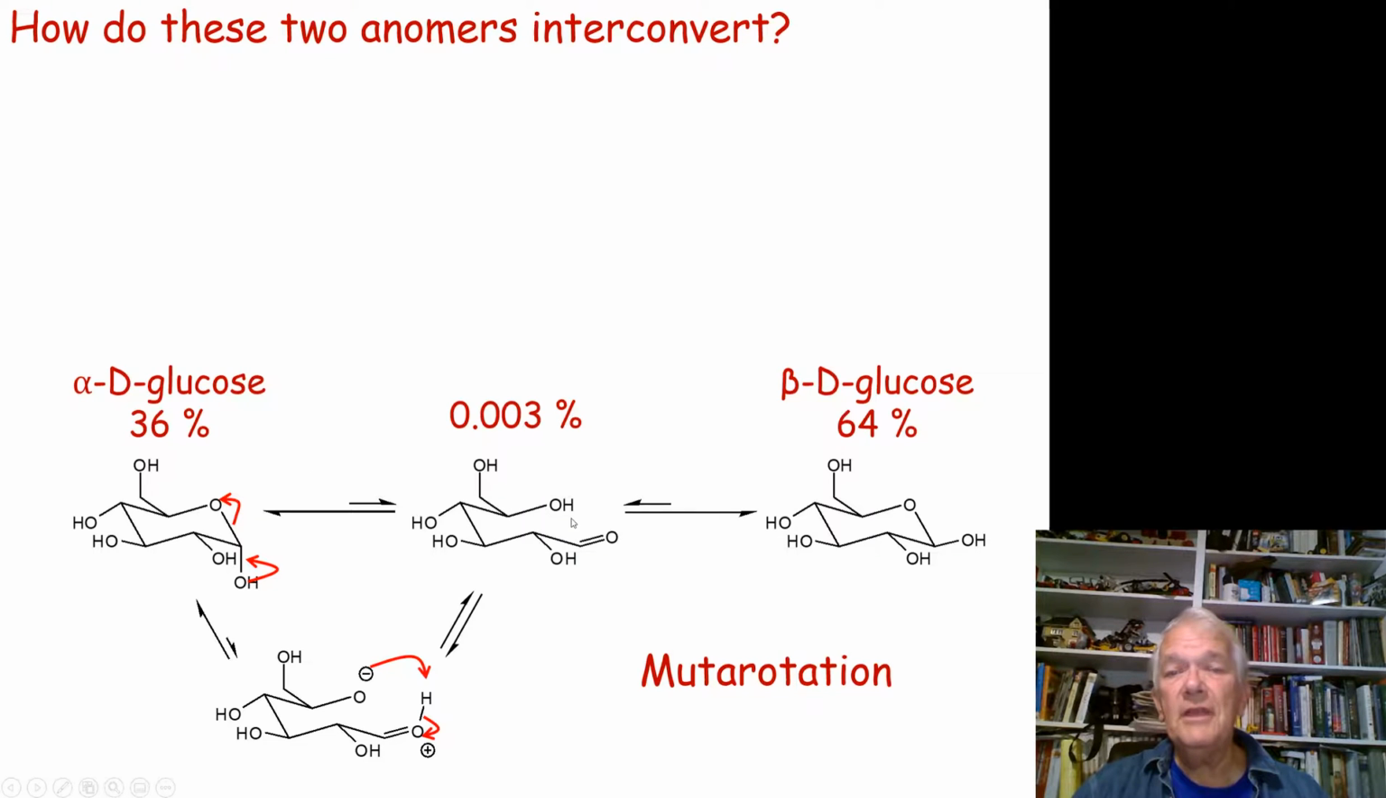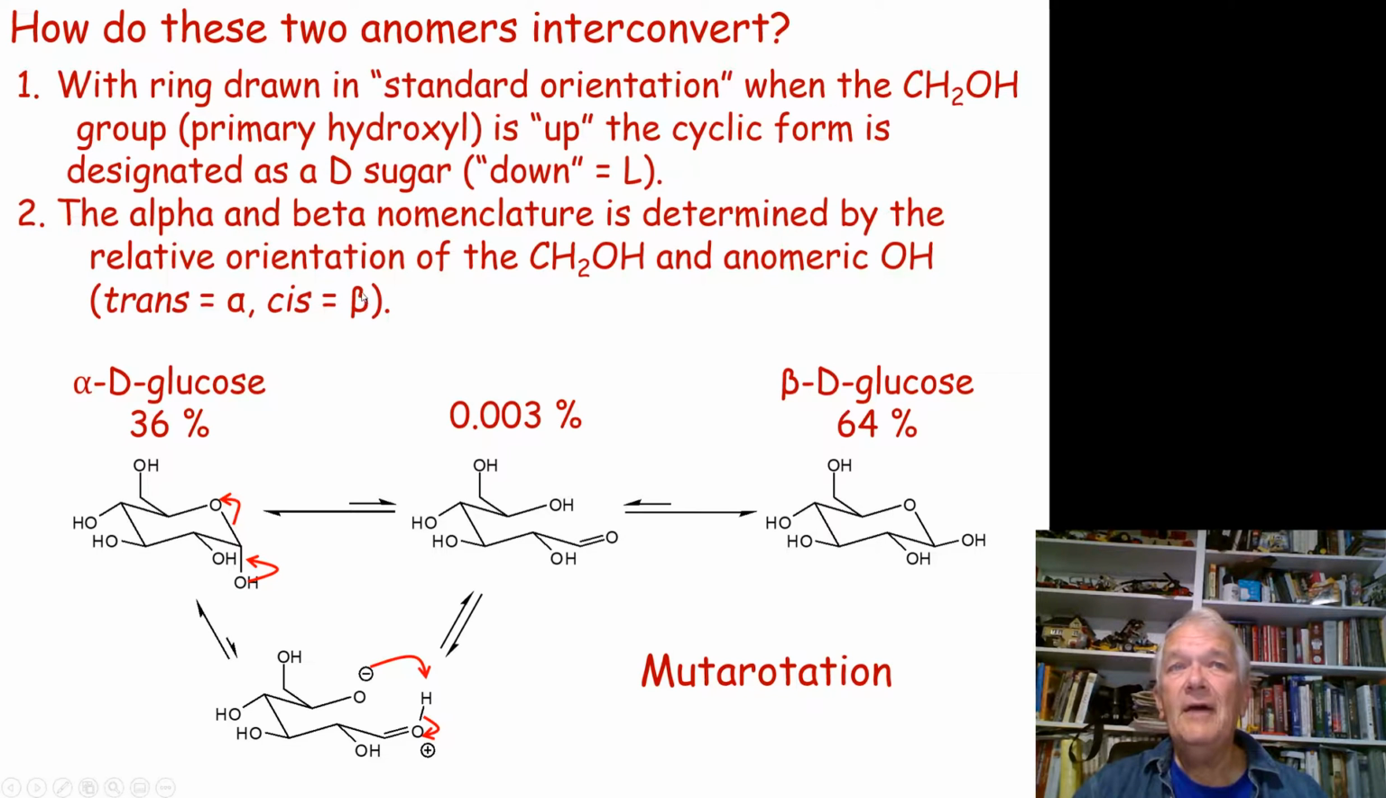The interesting thing about this is that there's enough of the open form around for the compound to do reactions as an aldehyde. So you can do reactions of an aldehyde with a sugar, even though only this 0.003% is formed at any time.